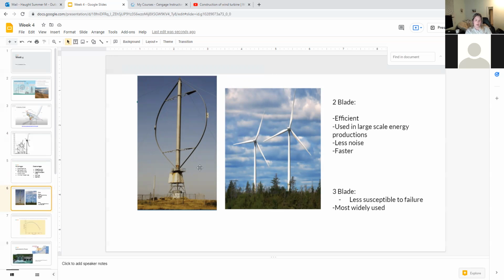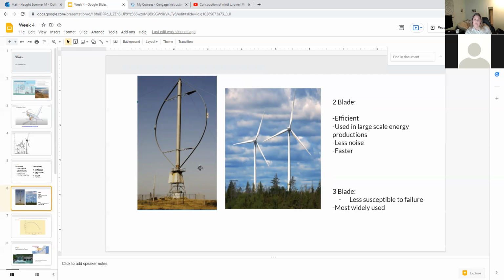So the next little bit, on the right is the diagram where you have the two turbines there. That is an example of a 3-blade turbine. Pretty straightforward, right? It just has 3 blades as compared to the one on the left, which has 2 blades. I've actually never seen the 2-blade turbine before, which makes sense because the 3-blade one is used more widely. To talk through why we see the one on the right a lot more, it's because it is less susceptible to failure.